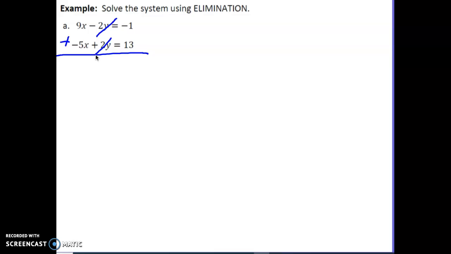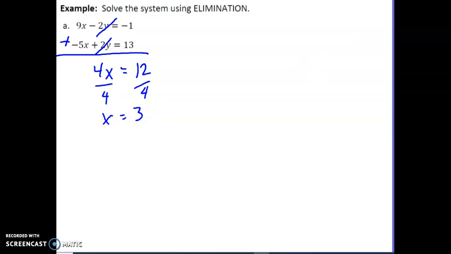So when I combine my x's, 9x and negative 5x, that makes 4x. And negative 1 plus 13, that makes 12. Dividing both sides by 4 to get x by itself. And I end up with x equals 3.